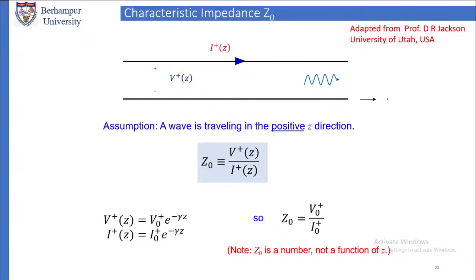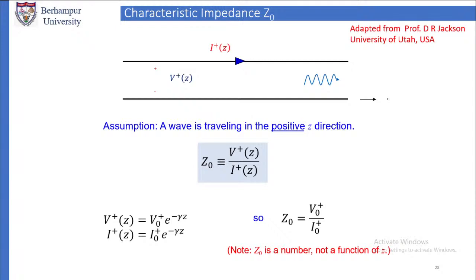Now we'll define what is called the characteristic impedance of the transmission line. The characteristic impedance is represented by Z0, and when we are assuming that the wave is traveling in the positive direction, Z0 is defined, by definition, as equal to V plus by I plus. Capital V plus by capital I plus, where we are not considering the time part here, only the spatial part, and the characteristic impedance gives you V plus by I plus.